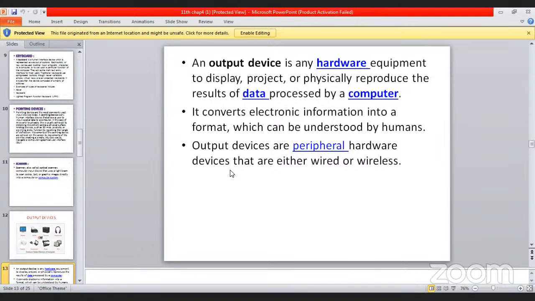Means what? For example, a printer. A printer is also one of the most common output devices of peripheral devices, usually required to print the results as well as documents also. So now we can see all these output devices and their features also.